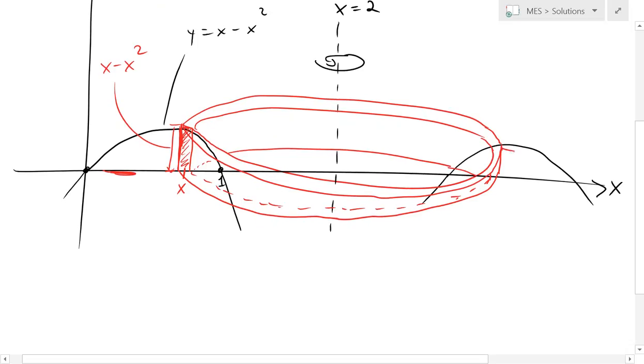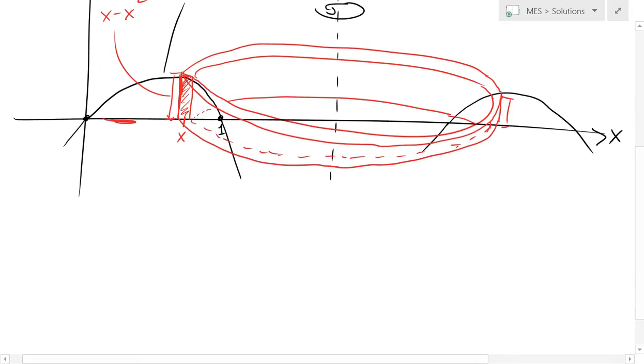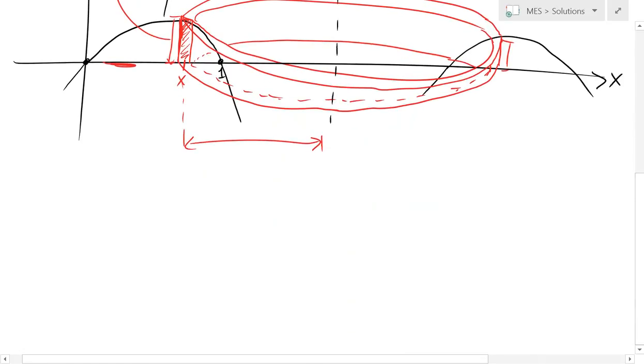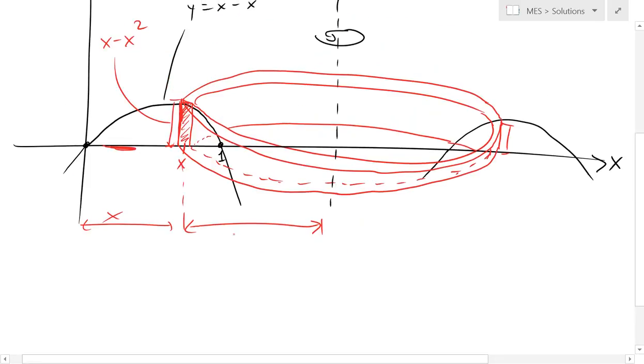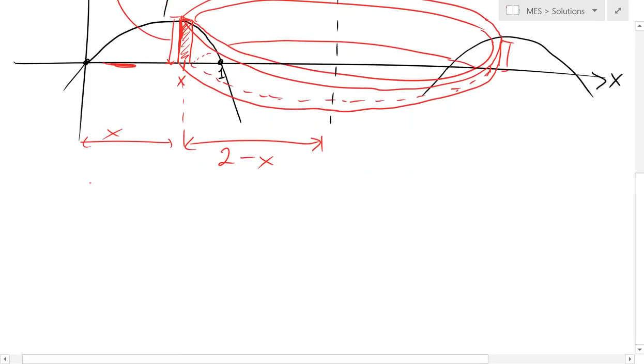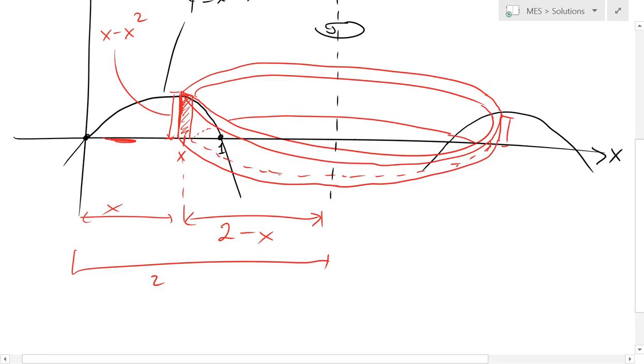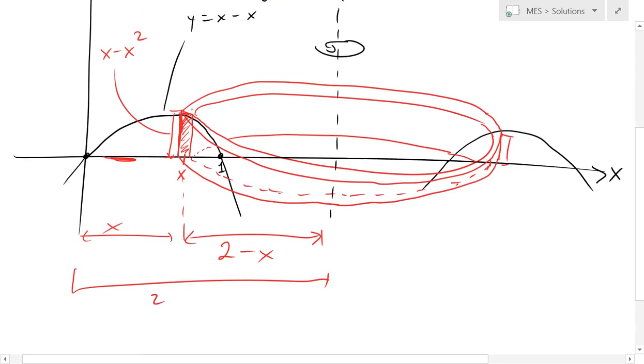Assume that these heights are the exact same. Now the radius of this shell would be from this point to this point, where this is x equals 2, and this point right here is our x. So what we're going to do is just 2 minus our x, because this full length is just 2. So 2 minus x is our radius. We know our height, and our thickness is just our delta x.